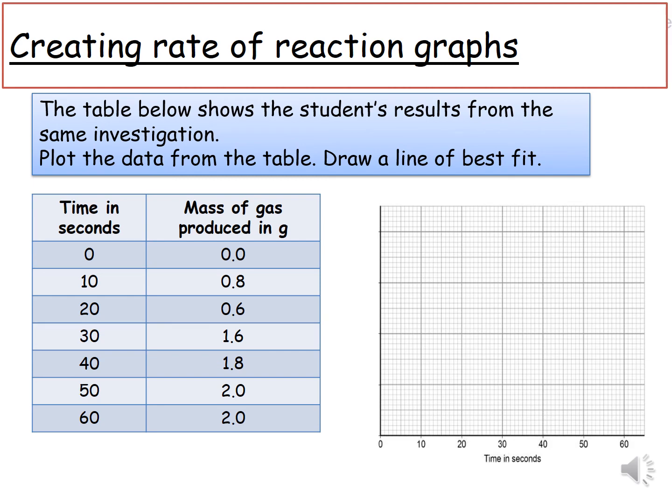Now, in plotting your graph, you need to draw a horizontal line going across at the bottom to represent your x-axis, and try to find a suitable scale. As you can see, I've got my scale at the bottom. For every 10 seconds, I'm using 2 centimeters. Now, for my y-axis, the mass of gas produced in grams, for every 0.5 mass of gas produced, I'm using also 2 centimeters.